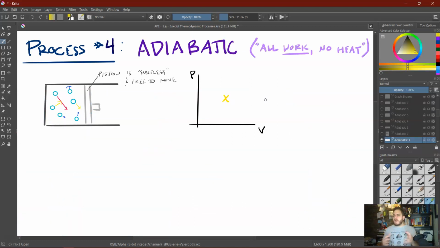The fourth and final process that we're going to really focus on in detail has a bit of a crazier name. This is pronounced adiabatic.